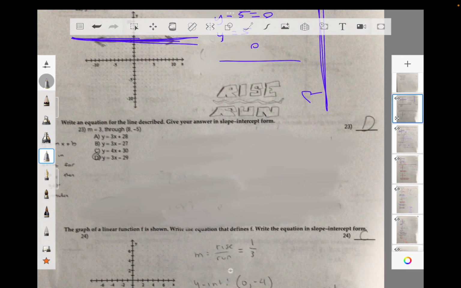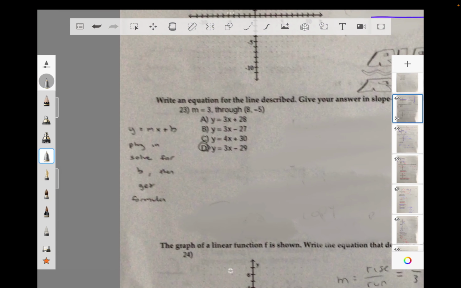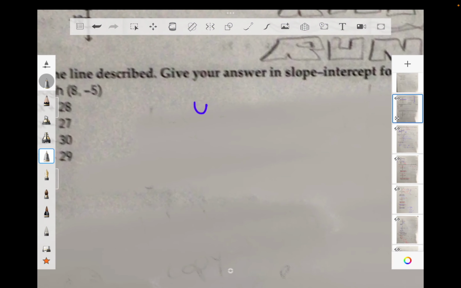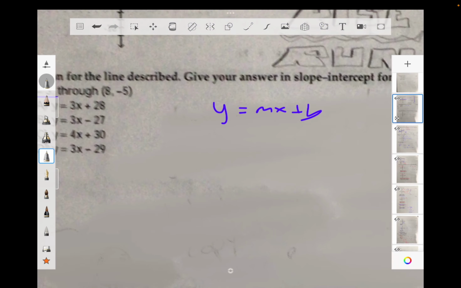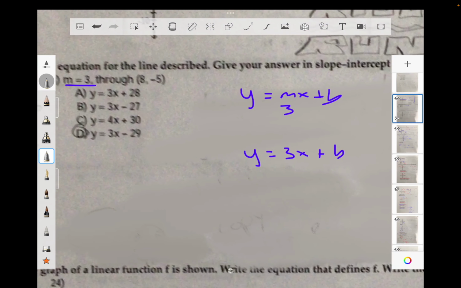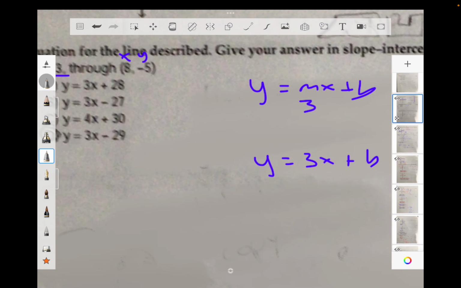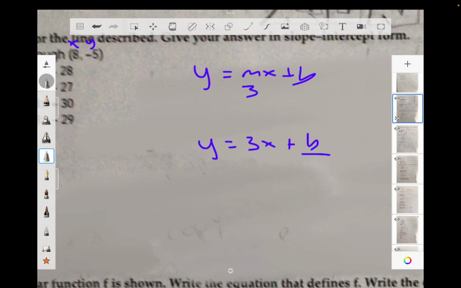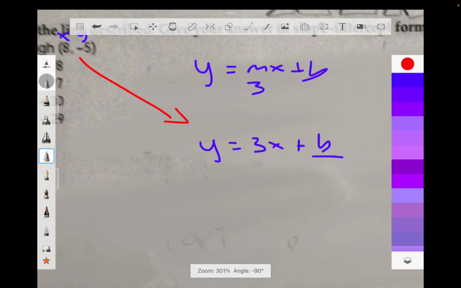Write an equation for the line described given the slope-intercept form. So slope-intercept form is y equals mx plus b. And they give you m, which is 3. So it's going to be y equals 3x plus b. And then they also give you 2 coordinate points, which again is x and y. And we need to find b. So what we can do is plug in this x and y and then find b.